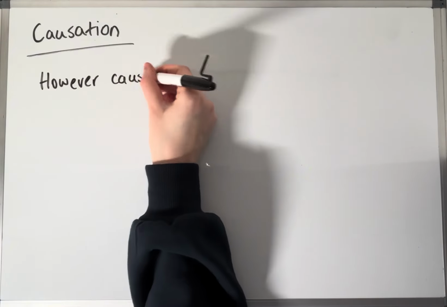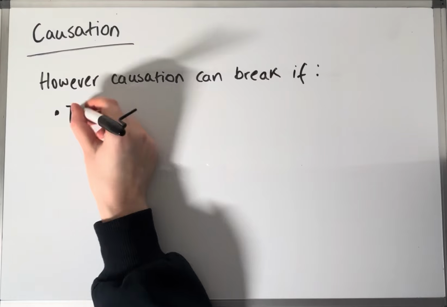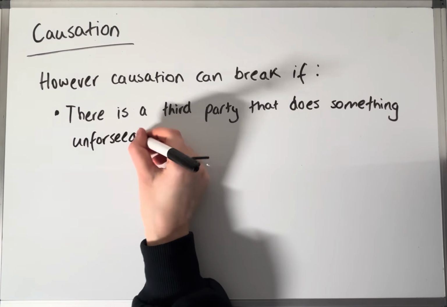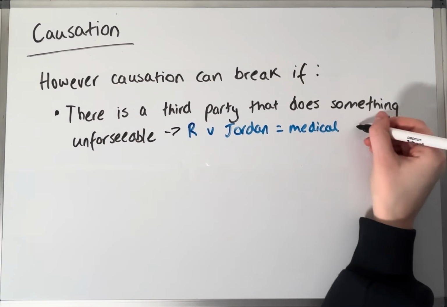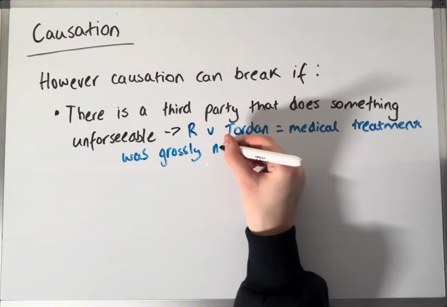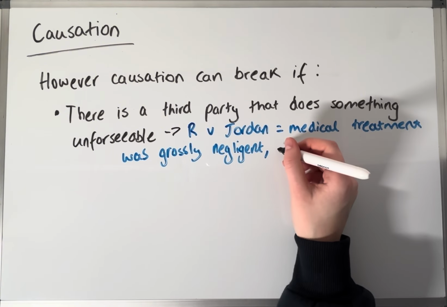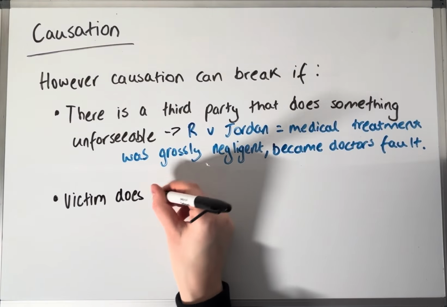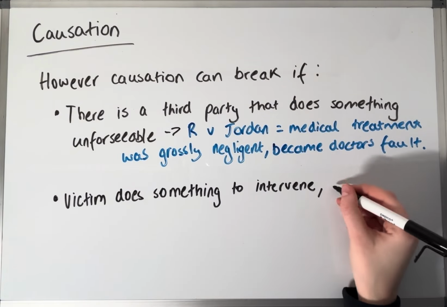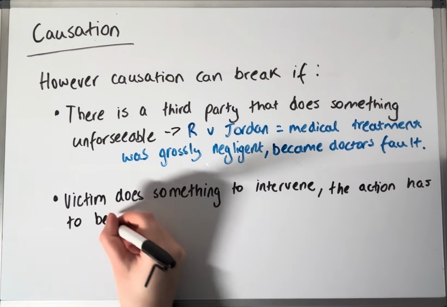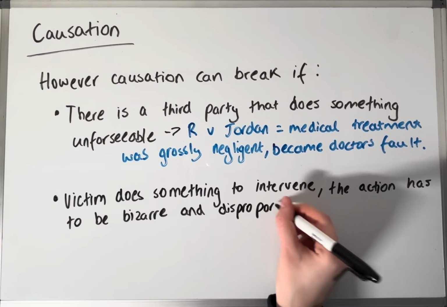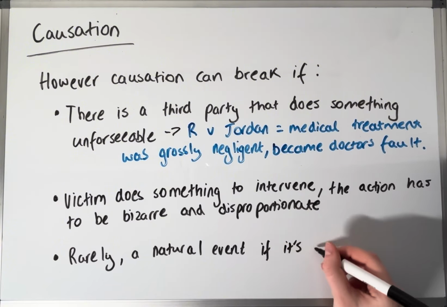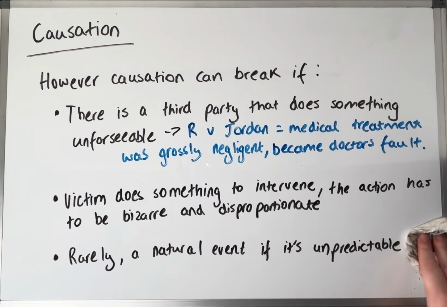However, we have to think that not all cases are the same, and causation can actually break if there is a third party that does something unforeseeable, such as in R v Jordan, where medical treatment was grossly negligent and it therefore became the doctor's fault. The next one is that the victim does something that is bizarre or disproportionate. And very rarely a natural event can intervene if it's unpredictable.